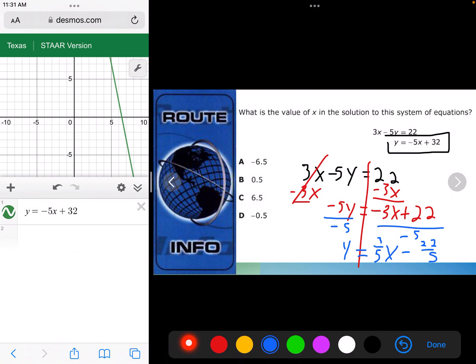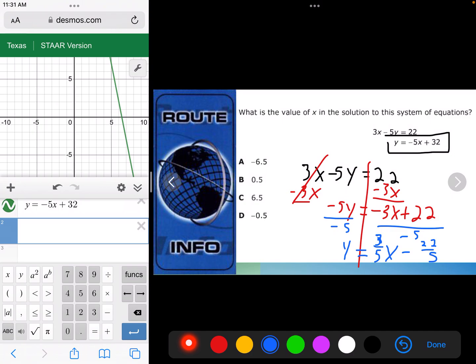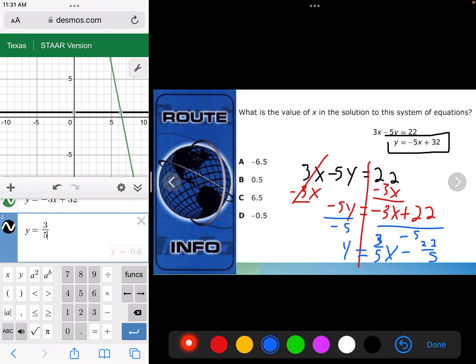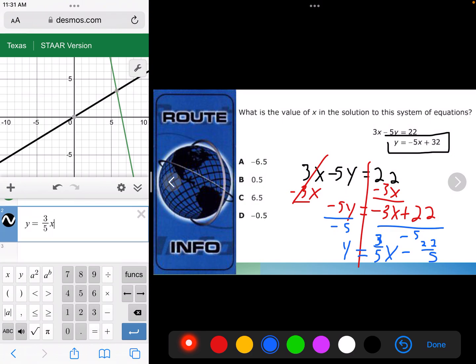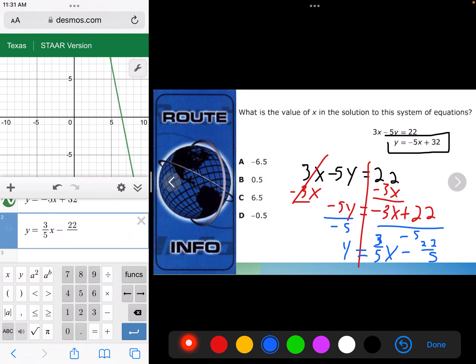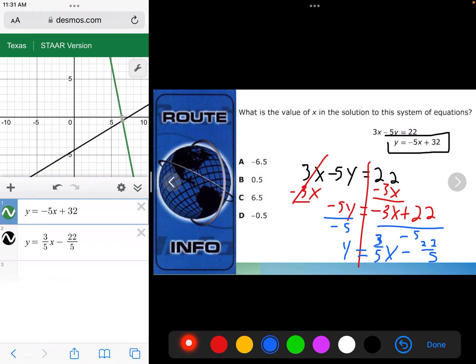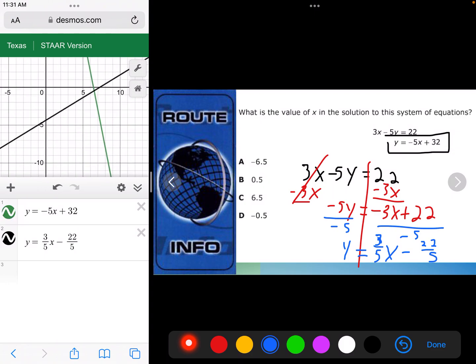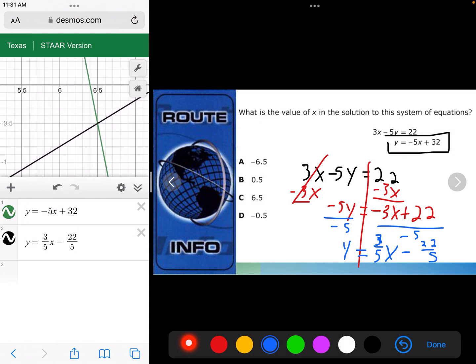So I'm going to write my equation. y equals 3/5 x minus 22/5. My intersection is right here, right at that point. I can zoom in to make sure I don't accidentally hit the wrong one. 6.5, negative 0.5. It's asking for the x value, so the answer is positive 6.5. And I'm done. All right.